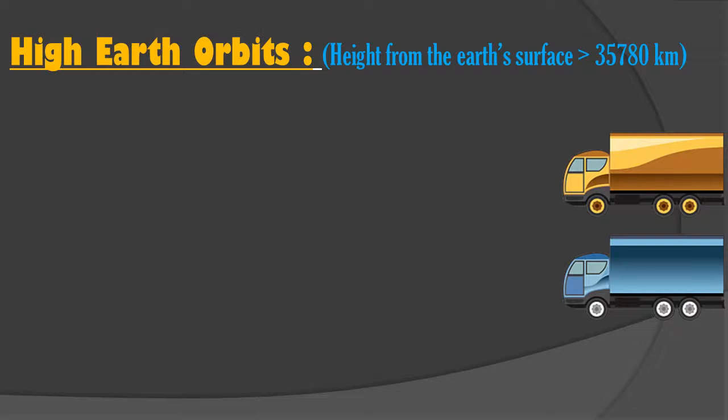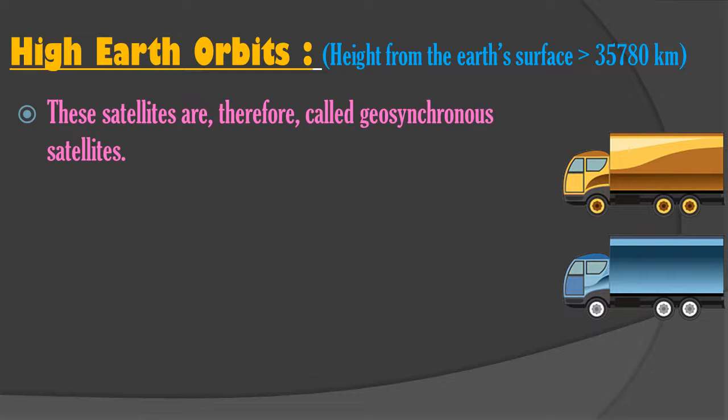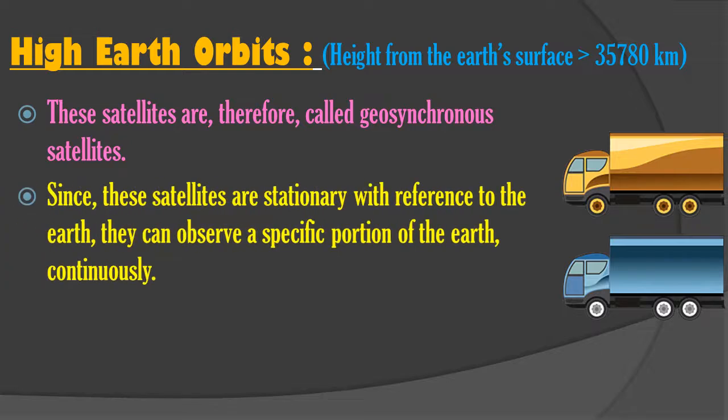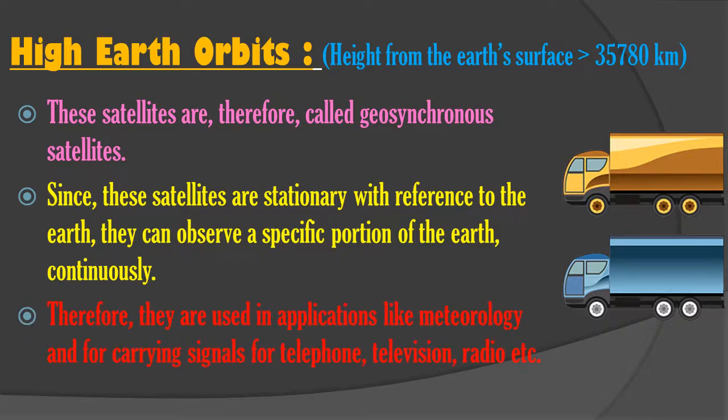Just as for a passenger in one vehicle, another vehicle moving parallel to him with equal velocity appears to be stationary, this is what happens here also. These satellites are therefore called geosynchronous satellites, because they complete one rotation in the same time as the Earth. Since these satellites are stationary with reference to the Earth, they can observe a specific portion of the Earth continuously. Therefore they are used in applications like meteorology and for carrying signals for telephone, television, radio, etc. Meteorology means forecasting the weather and climate of a particular region; these satellites help with that.